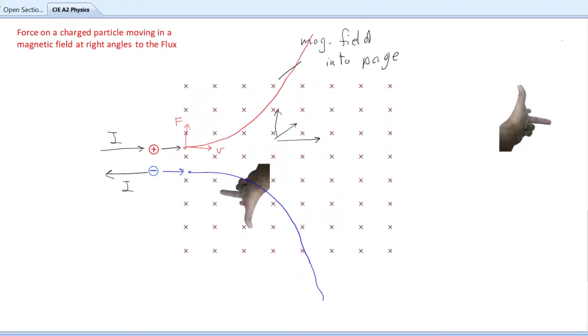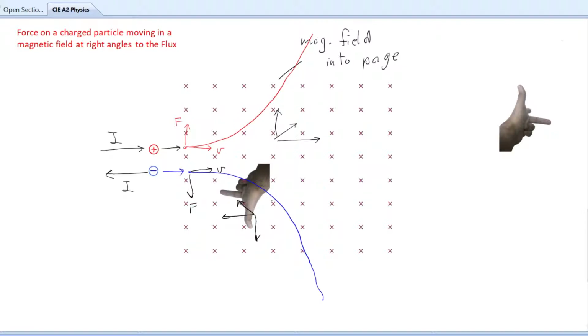So the field is pointing into the page, and there is a current to the left. The thumb is pointing downwards. That's why the negative charge will experience a downward force, and it's also perpendicular to the vector of the velocity, so it will curve downwards as it goes through the magnetic field.